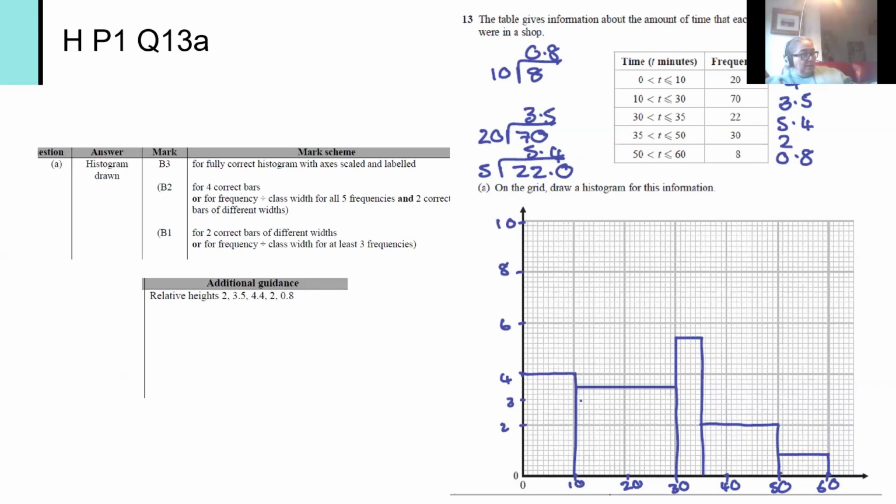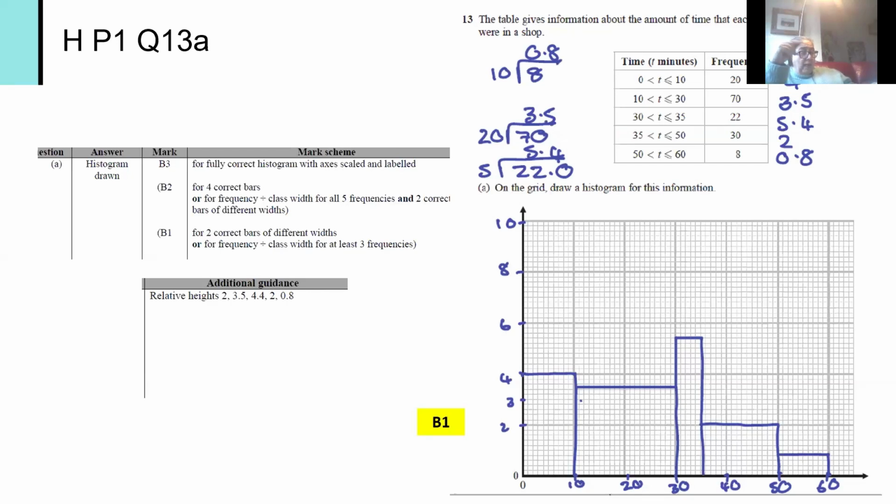Histograms, I think this is worth noting. The first mark was because they've got 2 correct bars, or for at least 3 of those frequencies correct. And when you look at those frequencies, the 4 should have been 3.20, 20 divided by, the 4 should have been 2, I think. It should have been one of the frequency densities is incorrect.